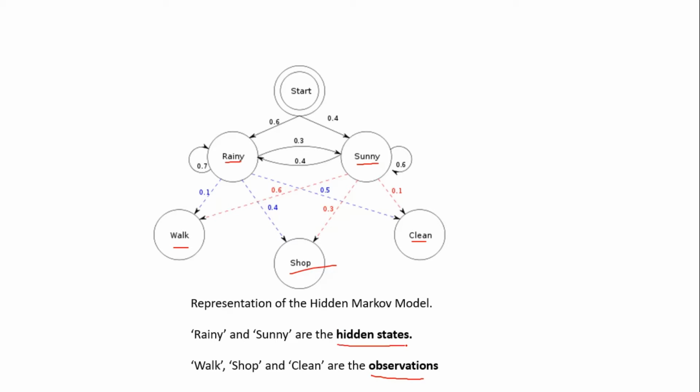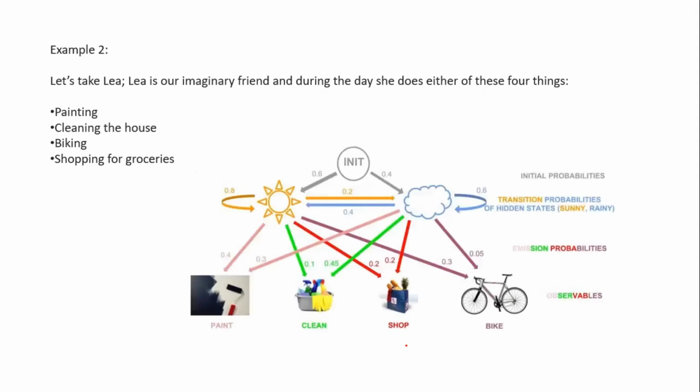So this is one best example. And let us try to understand what are the transition probabilities, emission probabilities, everything with a second example. So this is just an intro to hidden Markov model. And now, let us take this one.